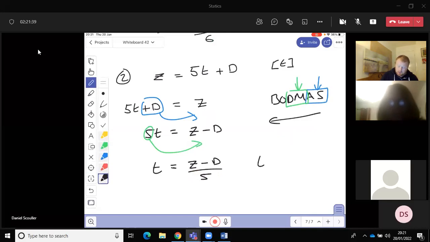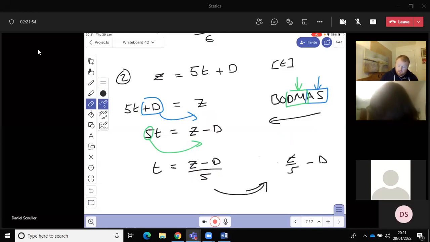And I say that because if you move that 5 across and wrote it like that, that does not mean the same thing. That does not mean that. So that 5 has to divide all of that z minus d.